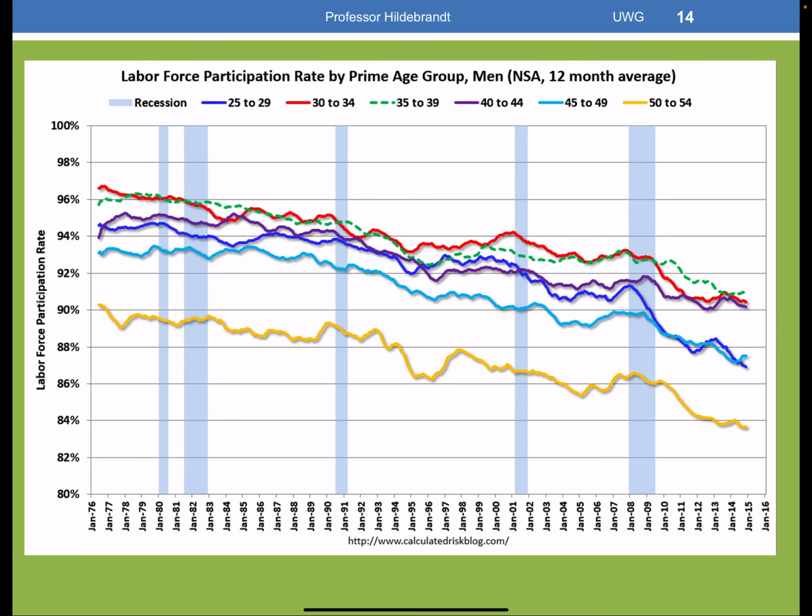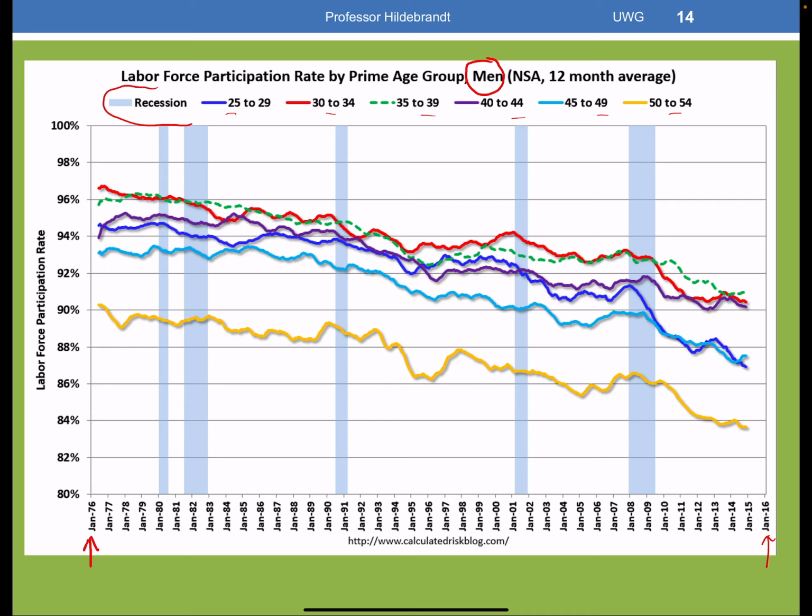Okay, so let's look at some graphs here that show how the labor force participation rate has changed over time. This first graph we're looking at is for men, and we have broken them down into different age groups, okay? 25 to 29, 30 to 34, and so on until we get up to 50 to 54. We're starting all the way back on the left in January of 1976 and moving to current day on the right, January 2016.